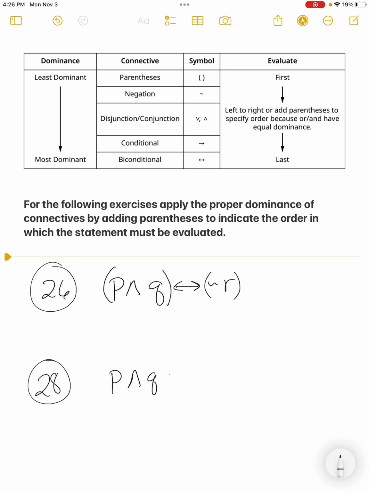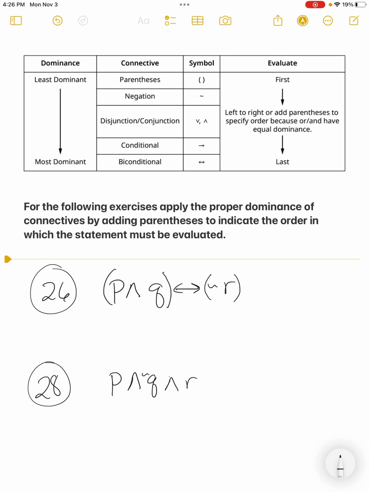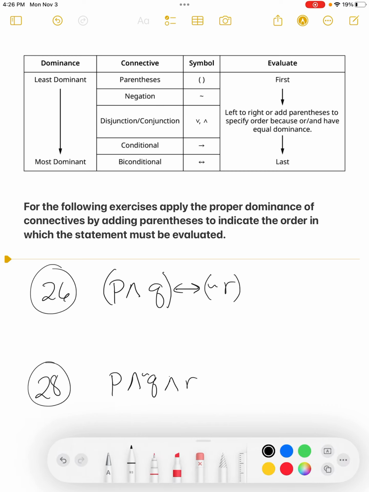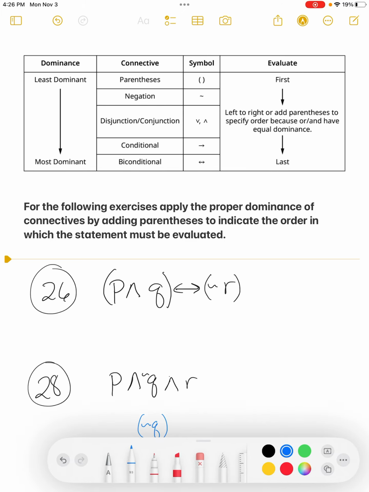Number 28 says P and the negation of Q, and R. So what would we do? Well, we're all tied here with one exception. The first thing that would happen, if I were to put it in order, go blue, is the negation of Q. That would be the first thing that would happen.